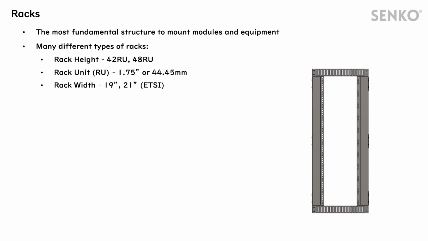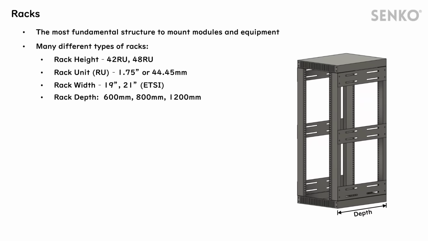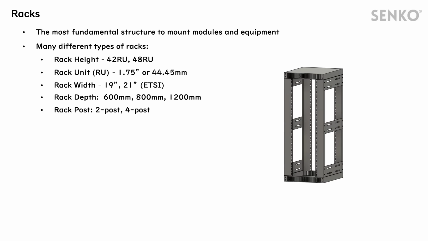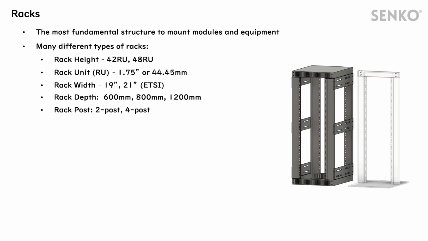Standard rack widths available in the market are either 19 inches or 21 inches, which is also known as the ETSI rack, which is standardized by the European Telecommunications Standards Institute. Racks usually have depths of 600 millimeters, 800 millimeters, or 1200 millimeters. Rack posts are vertical support beams. Racks usually have 2 posts or 4 posts, with the 4-post rack being able to carry more weight.